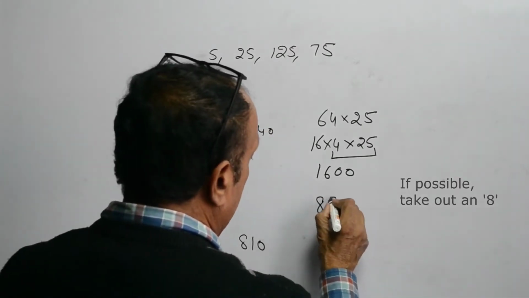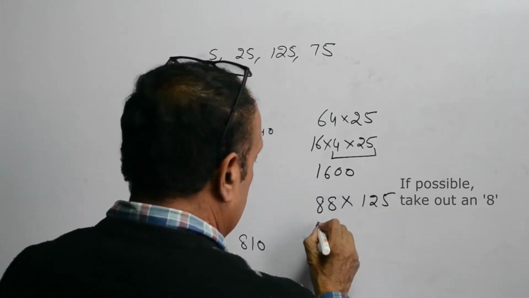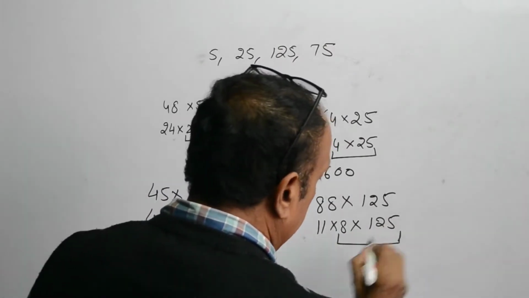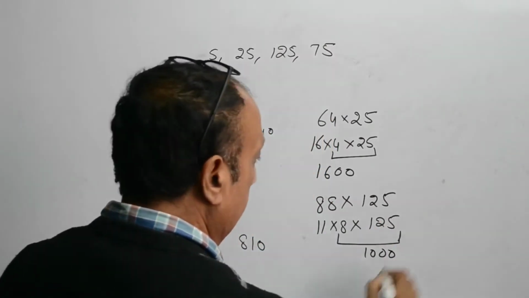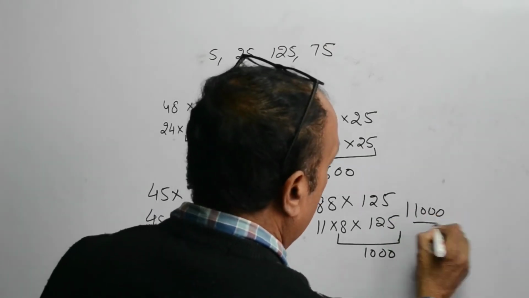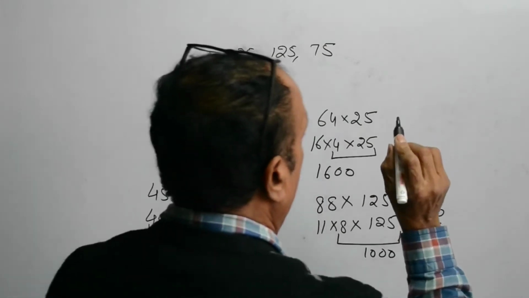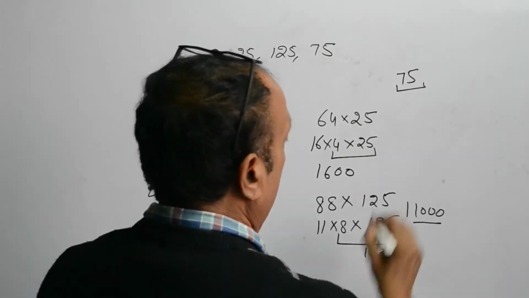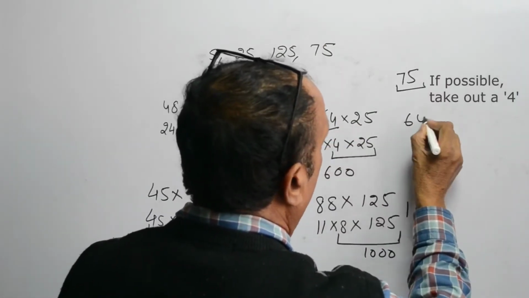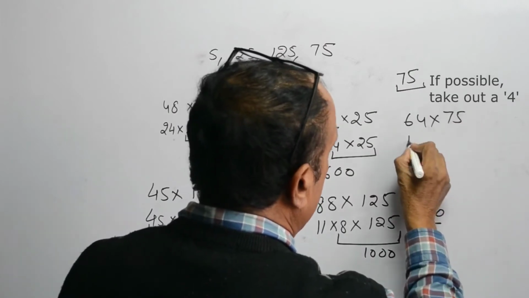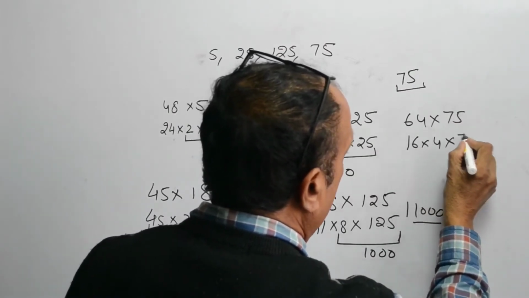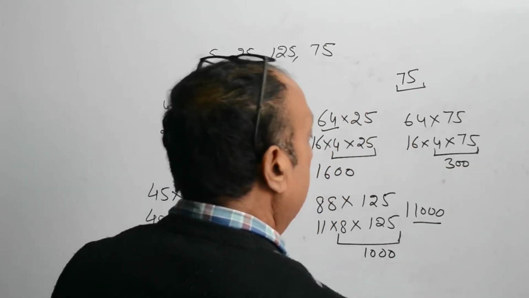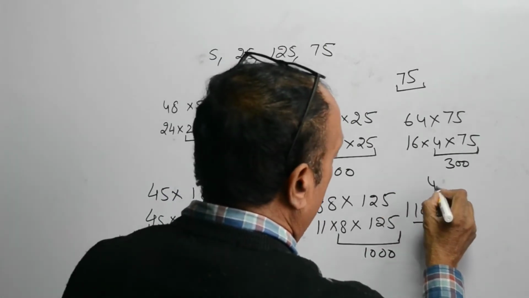Similarly, if a number is to be multiplied by 125, try to find out an 8. For example, 88 into 125, it is 11 into 8 into 125. This will give us a 1000. So the answer is 11,000. Similarly, if we are multiplying a number by 75, again try to find out a 4. For example, we want to multiply 64 by 75. So it is 16 into 4 into 75. This portion will give us 300. So 300 multiplied by 16 is 4800.